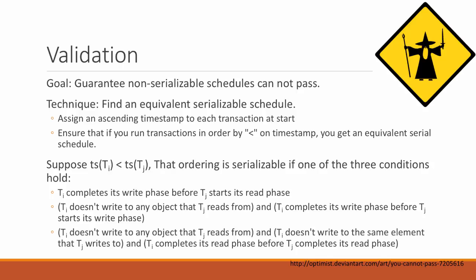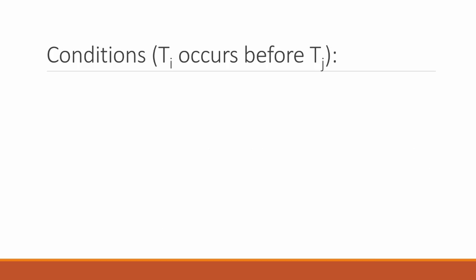Or, the most complicated one, transaction I doesn't write to any object that transaction J reads from. Transaction I doesn't write to the same element that transaction J writes to, and transaction I completes its read phase before transaction J completes its read phase. That's really messy. We'll get through those in a bit more detail. So let's break those down again.